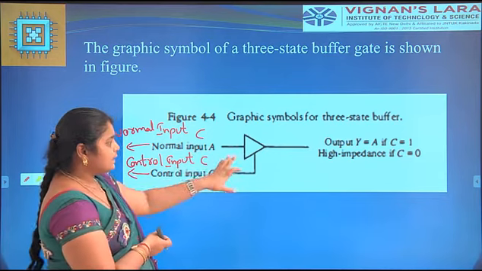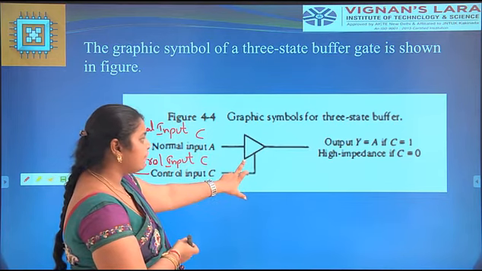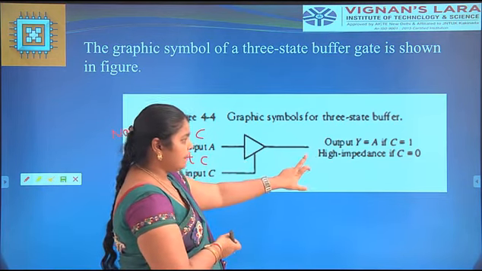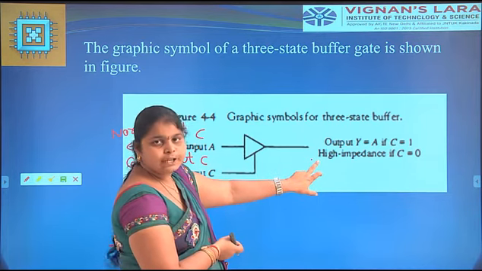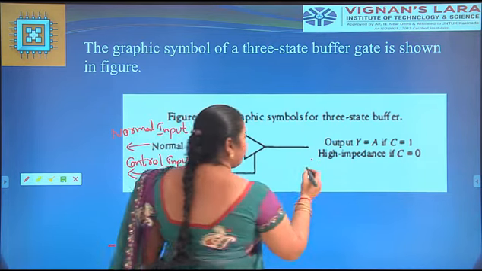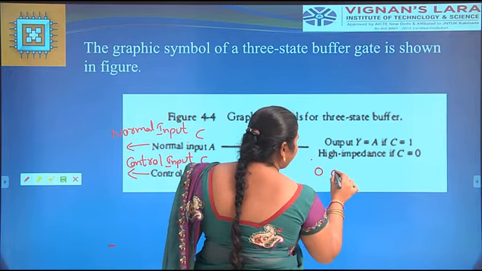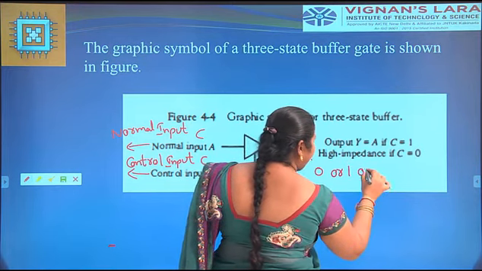Okay, this is the graphical representation of the three-state buffer. The output will be here. It is either 0, 1 or high impedance. It receives the output as 0 or 1 or high impedance.